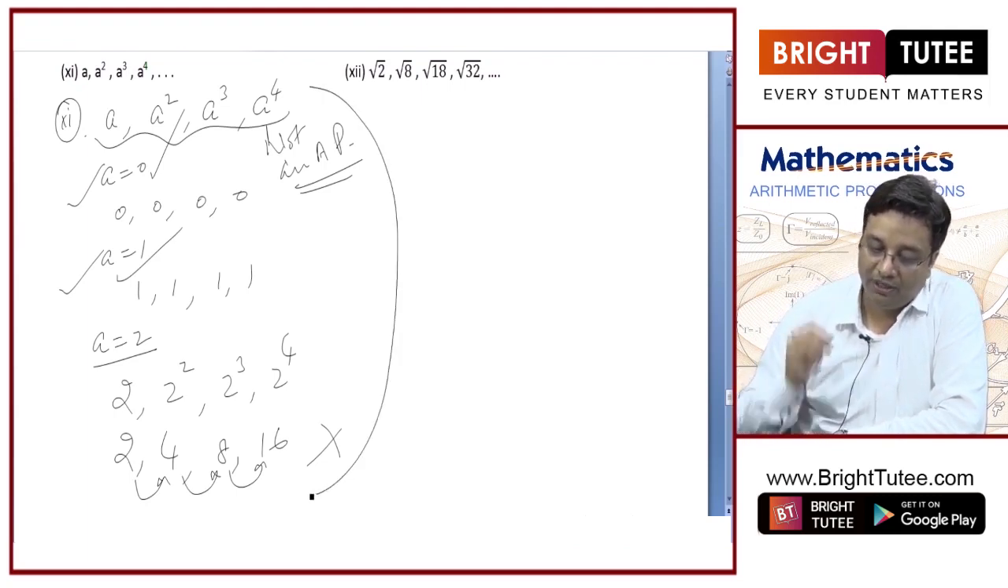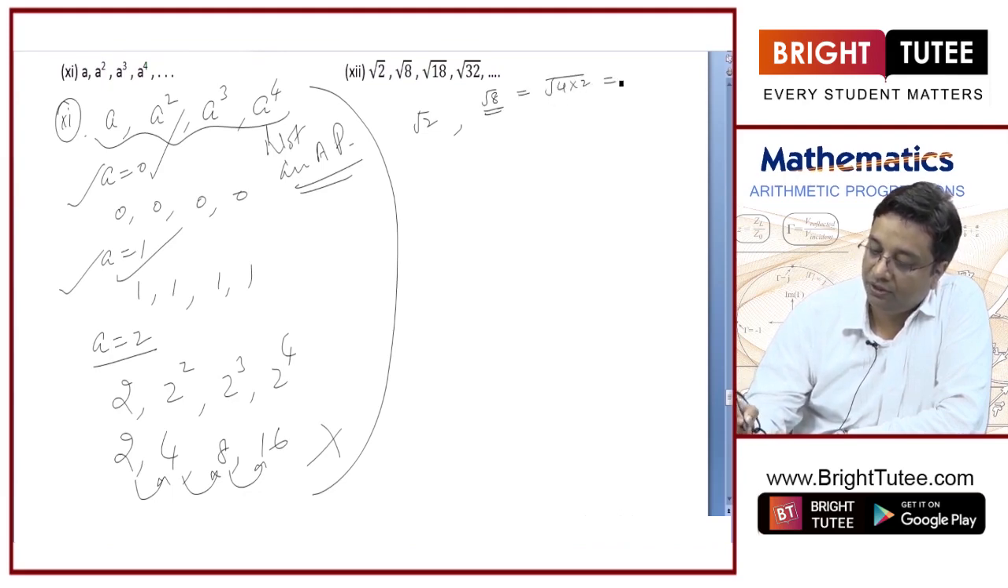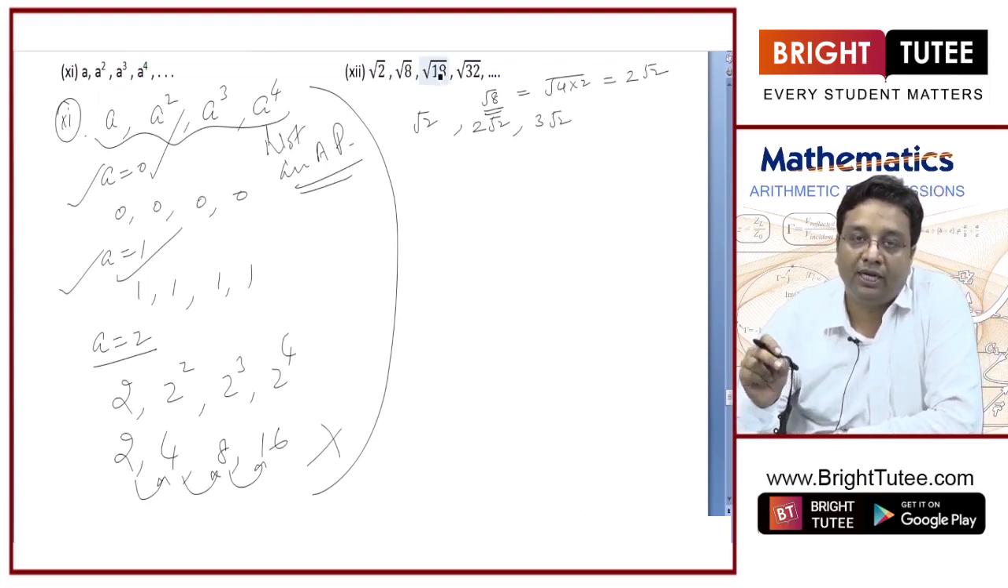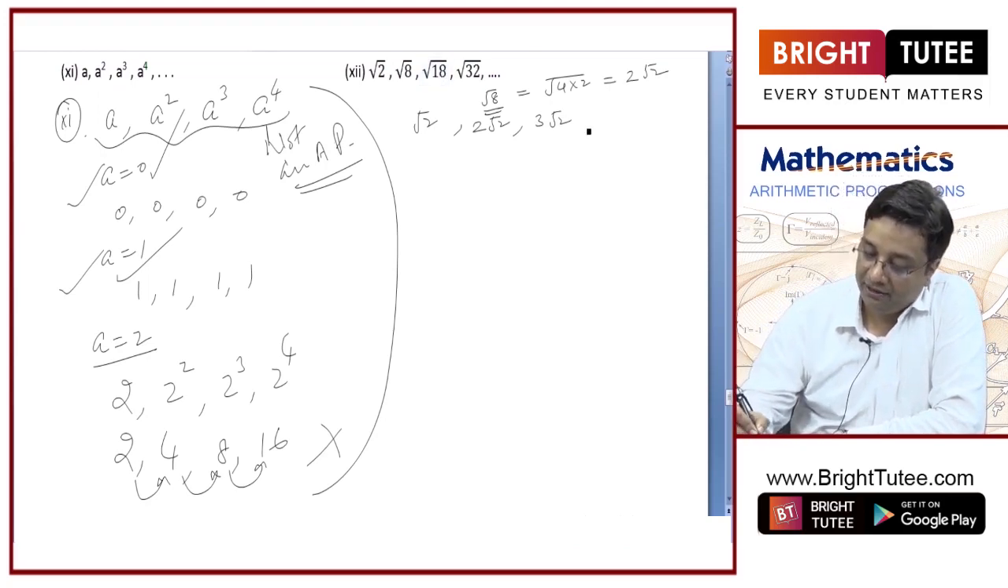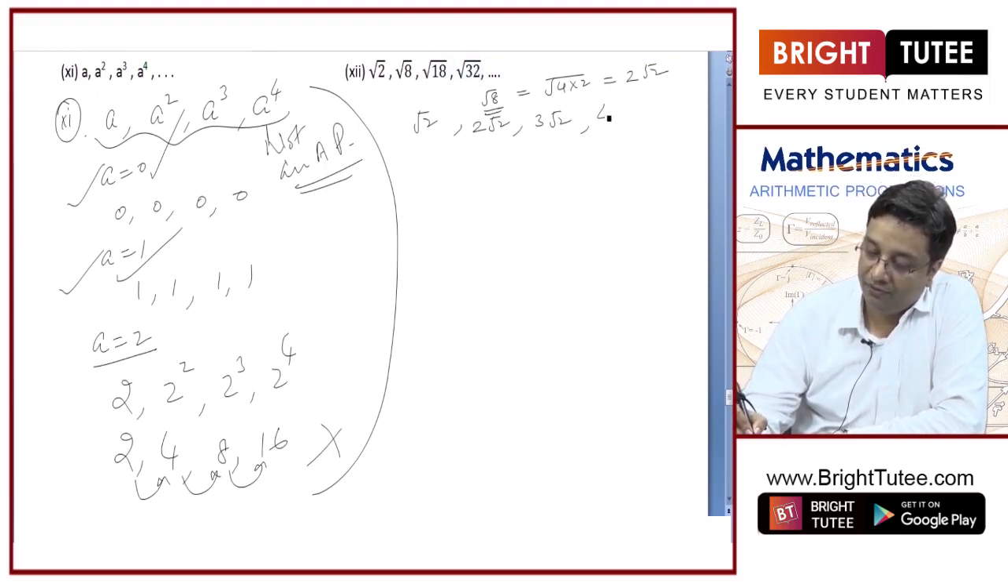Let's move on to 12th question now. First term is given as root 2. Second term is given as root 8, which is nothing but 4 into 2, which is equal to 2 root 2, right? So 8 can be written as 2 root 2. Root 18 is nothing but 3 root 2. You can calculate it yourself. 18 can be written as 9 into 2. So 9, if taken out from the radical sign, it will give you 3, right? So 32 is what? 16 into 2. 16 root will become 4 root 2, right?